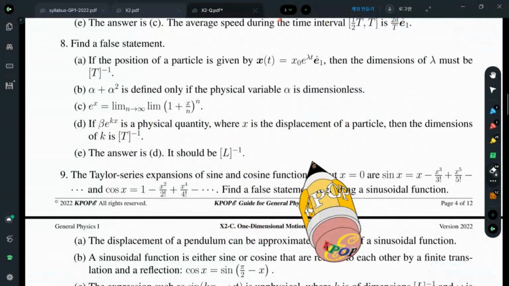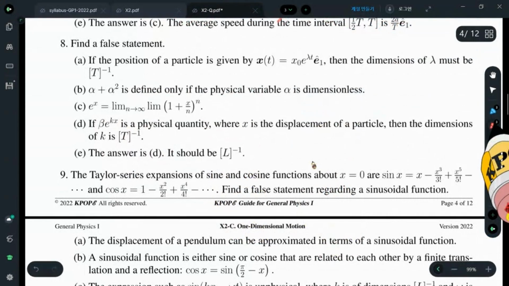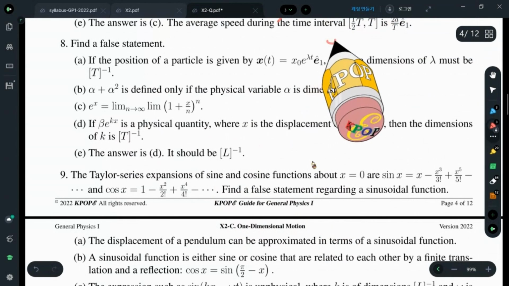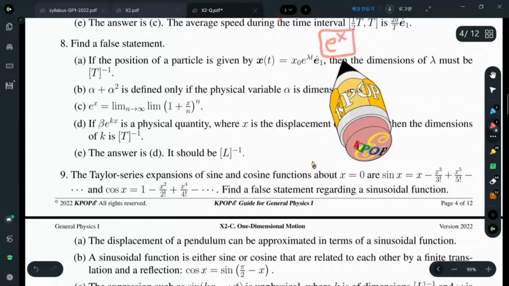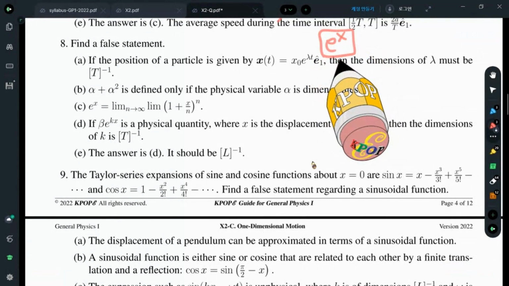A. Find the false statement. If the position of a particle is given by this exponential function. Is there anyone who does not know exponential function? Everybody knows, right?